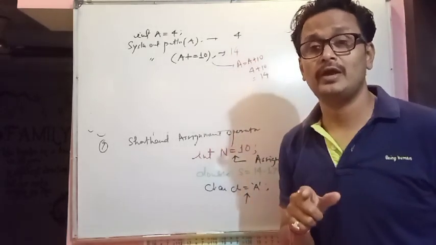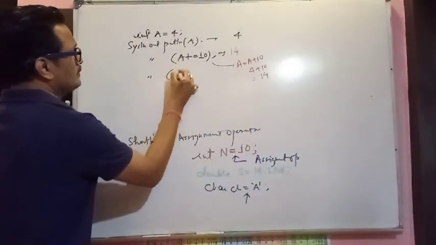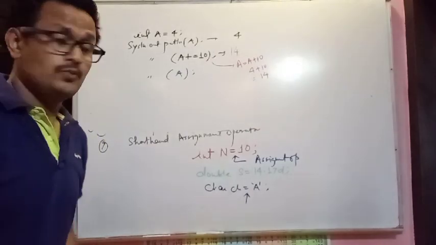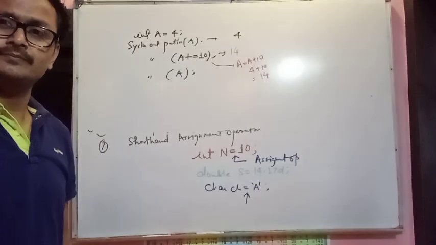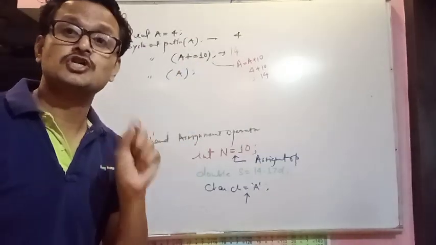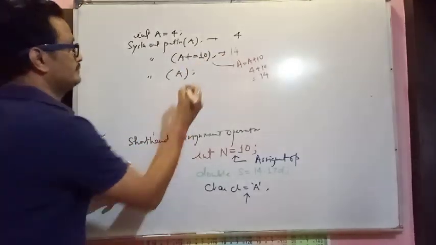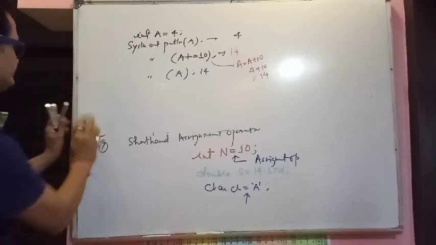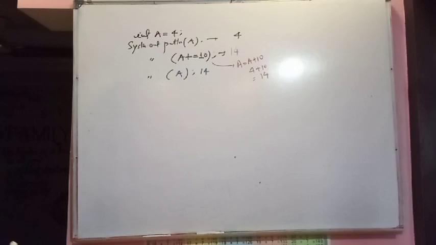The value of a will be what? 14. And in this line, if you write the value of a again, now you tell me whether it will print 4 or 14. Use your dimag. Whether the value of a will be 4 or 14. Children, now the value of a will be what? 14. It will display 14. Am I clear? समझ में आ रहा है all of you?